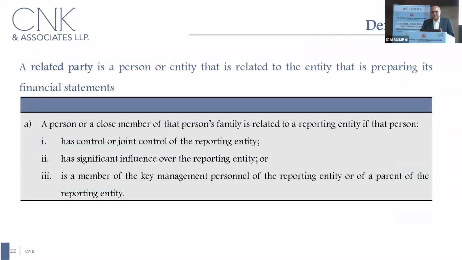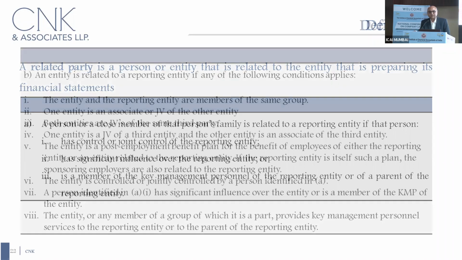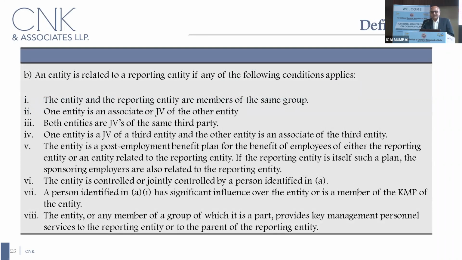This is the definition of a related party in IND AS 24, and this is much broader than the other definitions. So what is a related party? A person or a close member of that person's family is related to a reporting entity if he has control or joint control of the reporting entity, or has significant influence. Significant influence typically means anything more than 20%. Or he is a member of the KMP of the reporting entity or of a parent of the reporting entity. And an entity is related to a reporting entity if any of the following conditions apply.